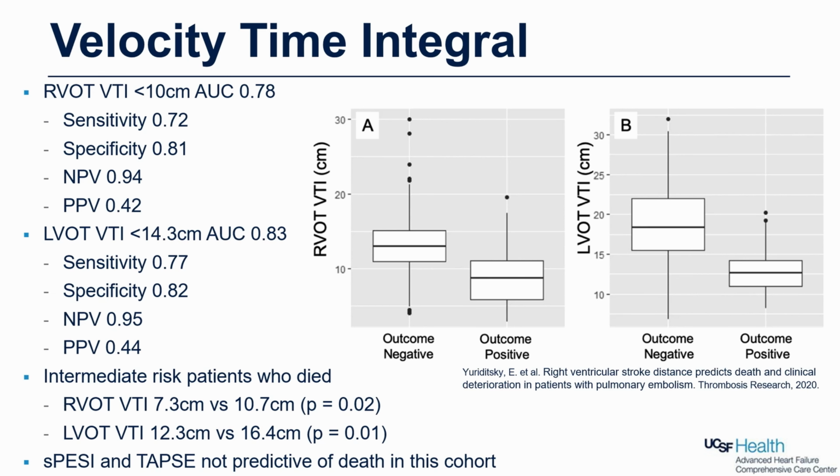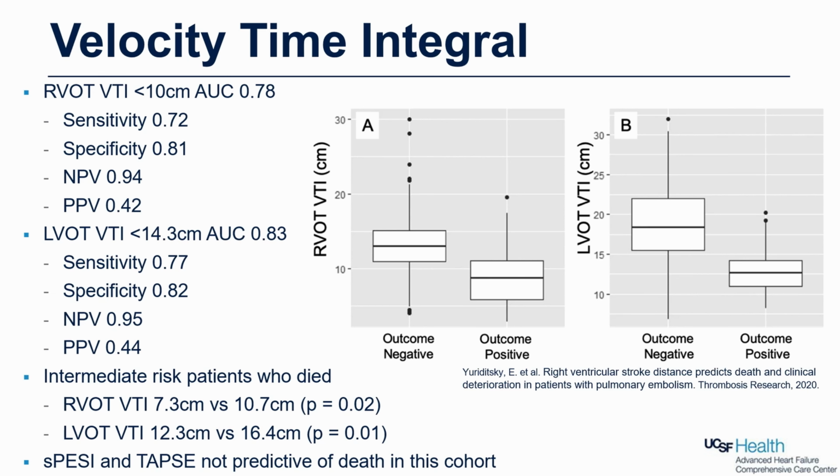Eugene Yuroditsky at NYU studied this in their all-comers pulmonary embolism cohort, looking through their echo lab, and was able to identify in a relatively small cohort that it was one of the most sensitive indicators of risk for mortality during an admission. And for those of us who don't readily have the statistics available, the negative predictive value and positive predictive value for death was quite good, better than most metrics in other studies. Same thing was true for LVOT VTI.